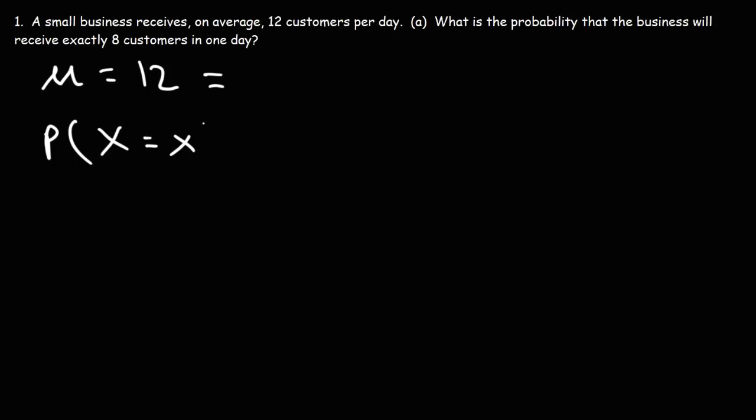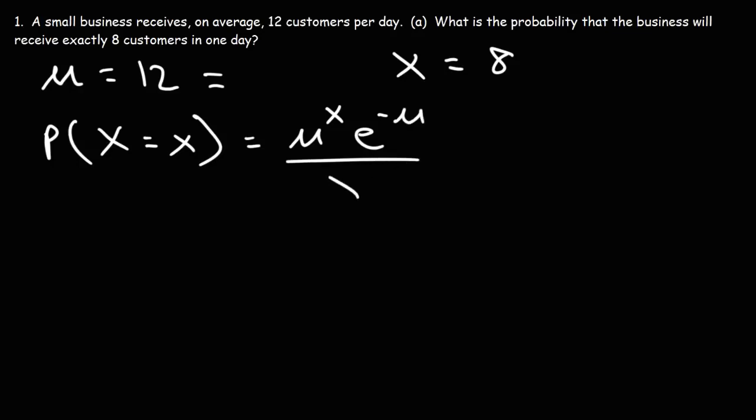Capital X is the random variable. Lowercase x in this case is 8. That's the probability that we're trying to calculate. We want to know what's the probability that the business will receive exactly 8 customers in one day. So x is 8. And the formula is mu raised to the x, e to the negative mu, divided by x factorial.